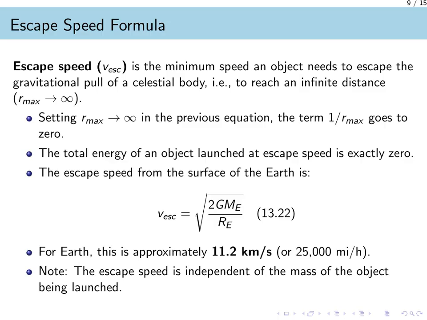A very important and perhaps counterintuitive result is that the escape speed does not depend on the mass of the object being launched. A tiny satellite and a massive spacecraft both need to reach this same speed to escape Earth's gravity, assuming we ignore air resistance. The escape speed is determined only by the mass and radius of the planet you are leaving from.